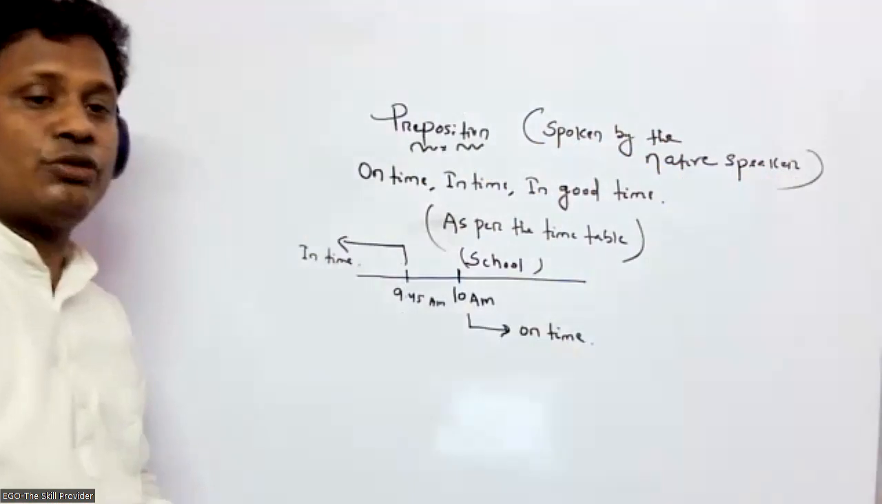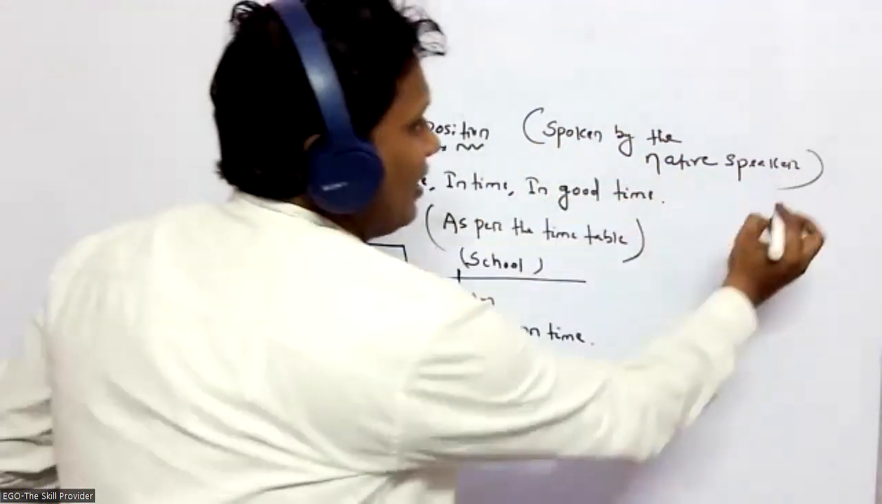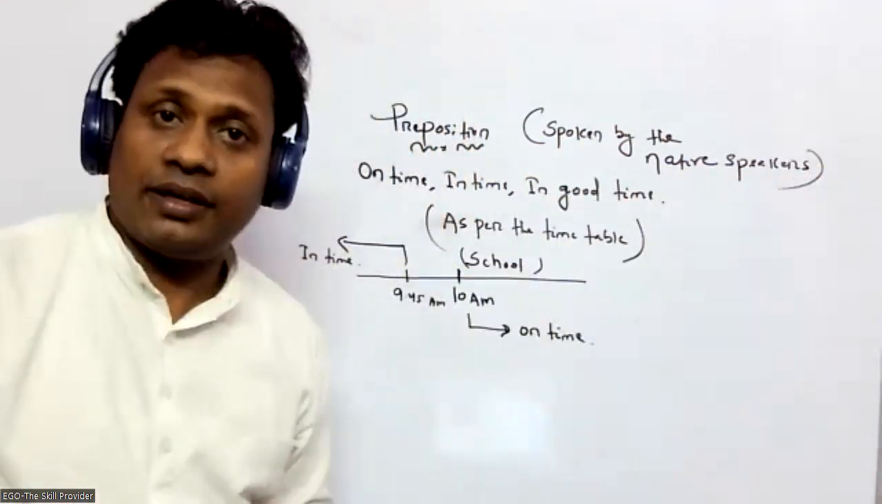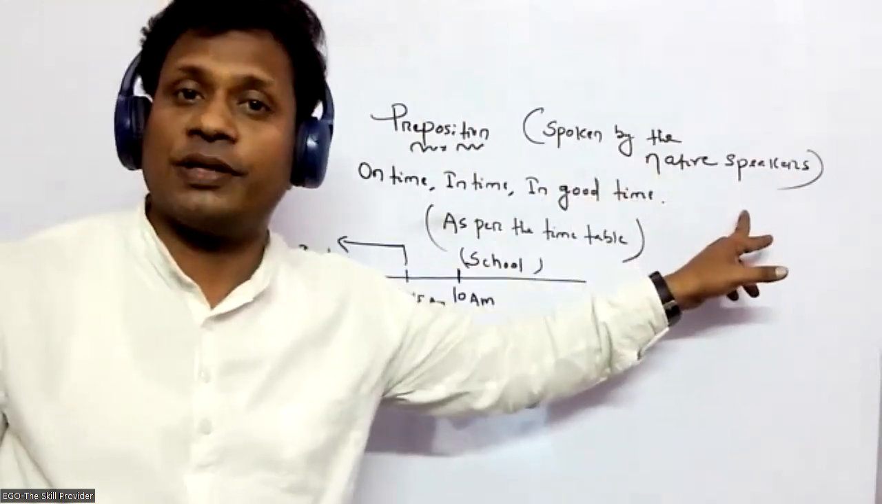There are two types of English we are trying to speak. One is spoken by the native speaker. What is a native speaker? The people of America and Britain, they use whatever is called English spoken by the native speaker.